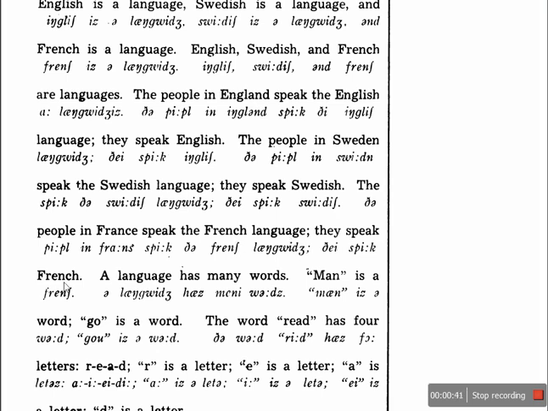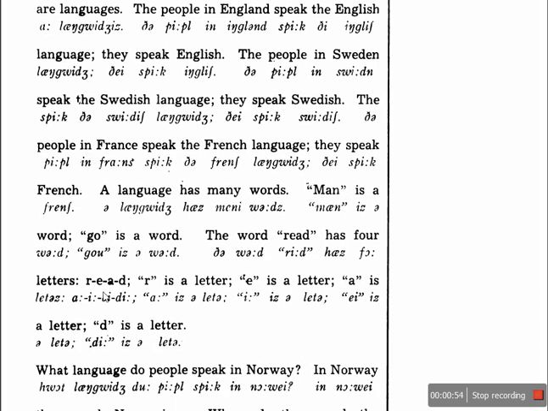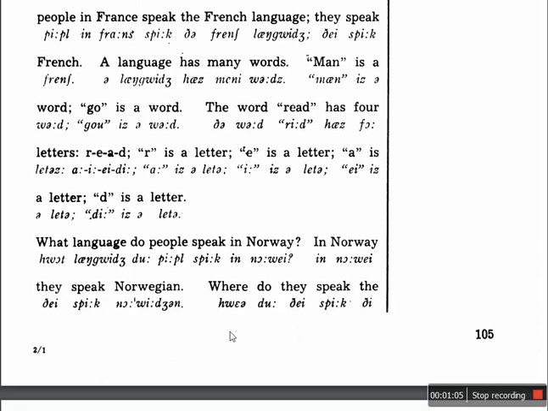The people in France speak the French language. They speak French. A language has many words. Man is a word. Go is a word. The word read has 4 letters. R, E, A, D. R is a letter. E is a letter. A is a letter. D is a letter. What language do people speak in Norway? In Norway, they speak Norwegian.